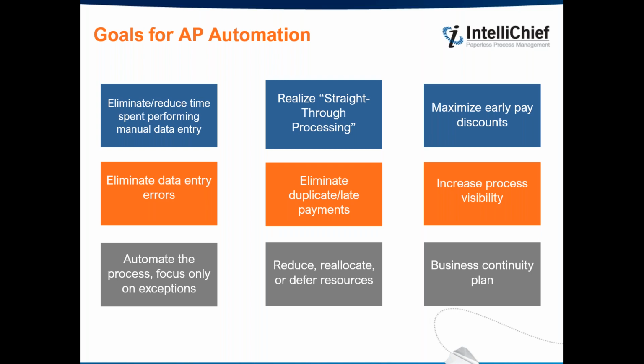Realizing this concept of straight-through processing, you'll hear that a lot, right? Those are the invoices that get sent to you from your supplier. They get automatically entered in JD Edwards. There's no in between. There's no end user touching those invoices at all. So straight through from supplier into JD Edwards. That's where you really leverage automation.